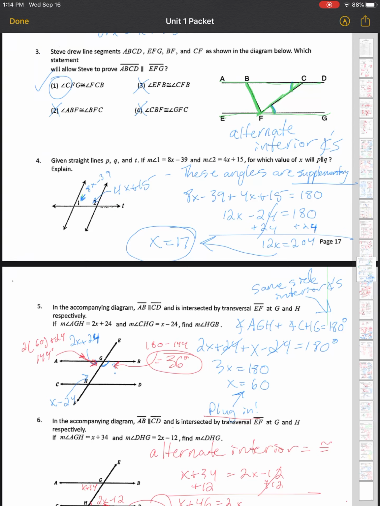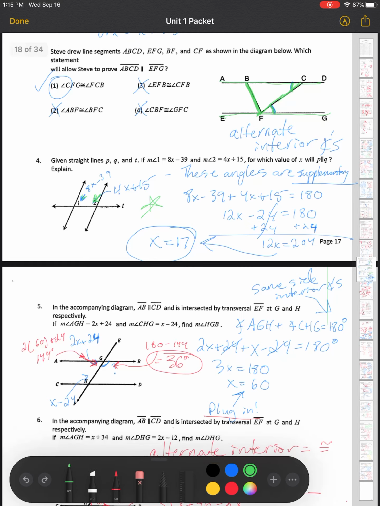So these are same side interior angles. So we know that when we add them and set it equal to 180 and solve for x. We do this to prove they're parallel because same side interior angles happen when parallel lines are cut by a transversal. So that would be enough to prove that. You see the work here, we solve for x, it all works out.